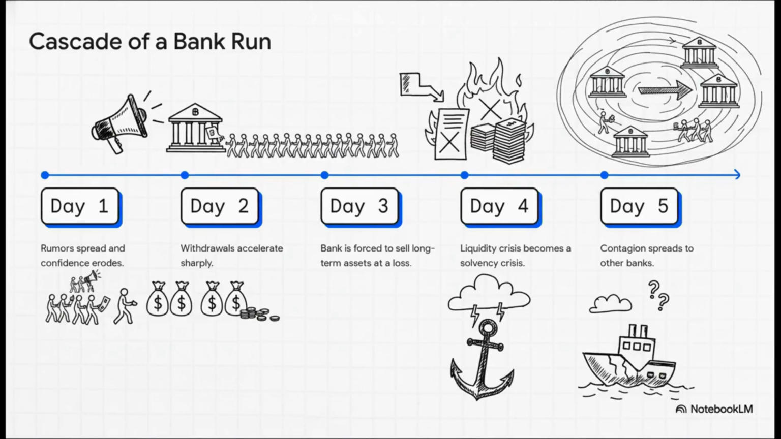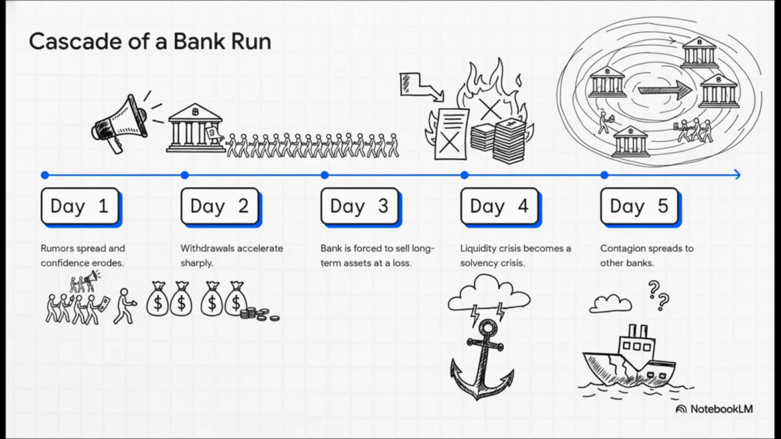Now, in the old days, this took days to play out. Day 1, rumors spread. Confidence starts to erode. A few people quietly pull their money out. Day 2, the news travels, and you see lines forming at the teller windows. Withdrawals pick up speed. But in the modern world, with mobile banking and social media, this timeline is compressed from days into mere hours. Billions of dollars can be withdrawn with just a few taps on a phone.